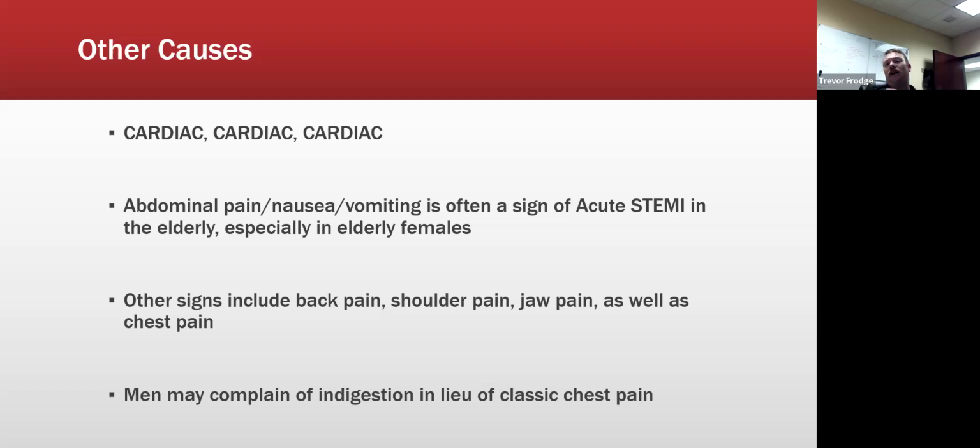Other signs that the elderly will have, especially elderly females, for STEMIs: back pain, shoulder pain, jaw pain, and of course they do sometimes often have chest pain. Men often complain of indigestion in lieu of classic chest pain. It's more of a defense mechanism, but guys will state they have anything wrong with them other than chest pain because we don't want to believe it's our heart. So they'll complain of indigestion. Again, belly pain run.